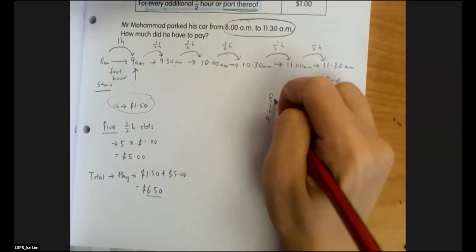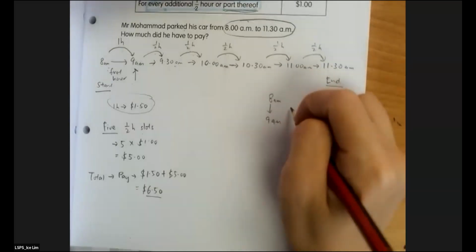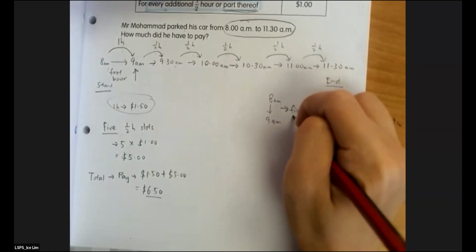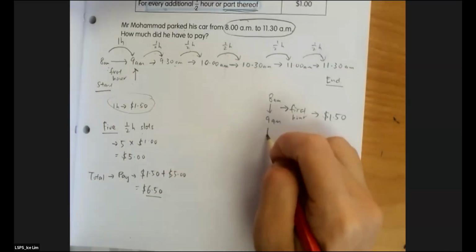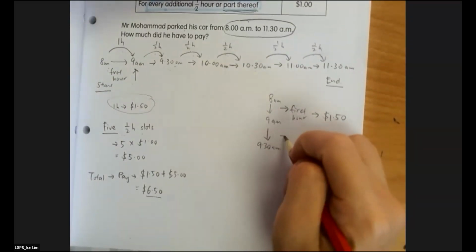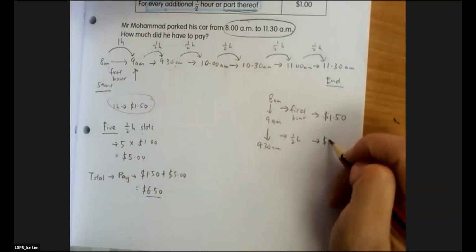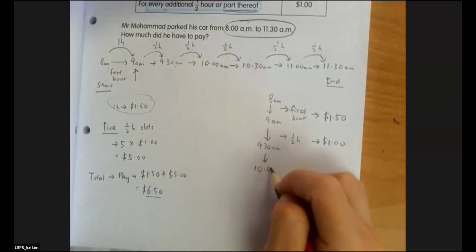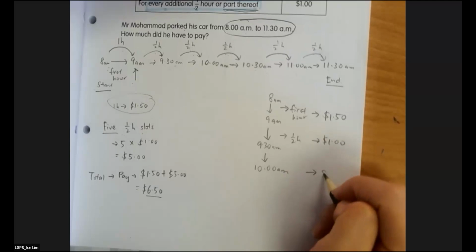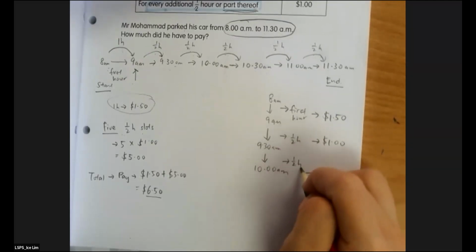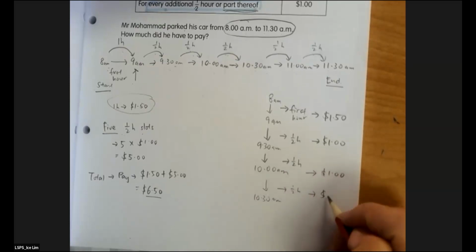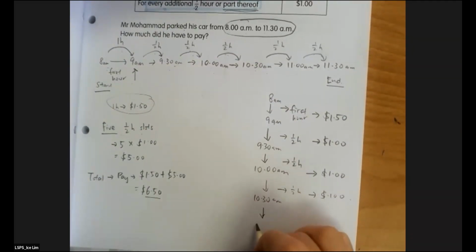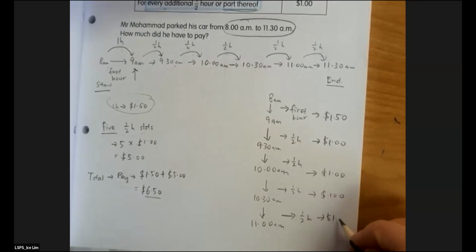8 to 9, 8 a.m. to 9. That is the first hour. First hour, this one, $1.50. Then 9 to 9:30, that's the first half hour, that is $1. The next half hour, 10 o'clock, that's another $1. Then I go to 10:30. This is next half an hour. This is another $1. Then I go 11 o'clock. This is another half hour. This is another $1.